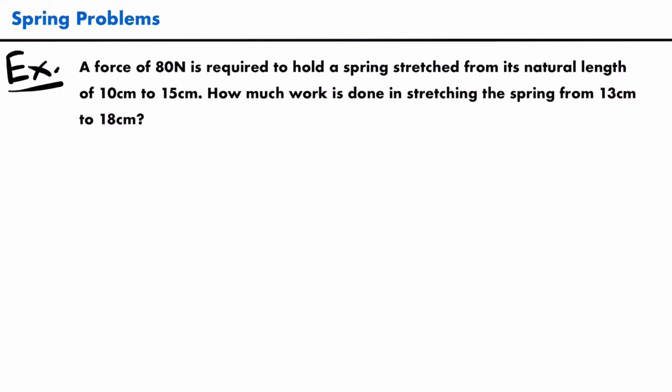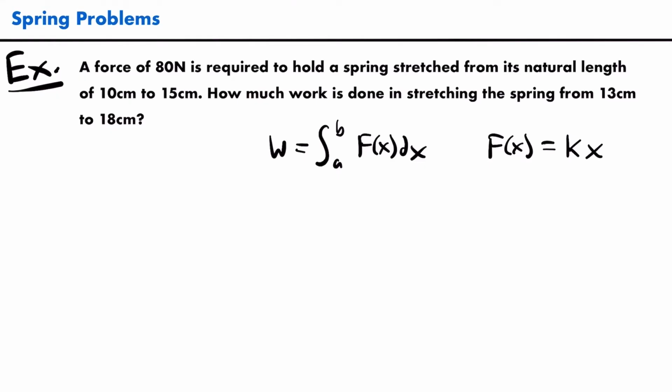And so in this case, in order to calculate the work done in stretching the spring from 13 centimeters to 18 centimeters, we first need to know our force function, which requires us to know the spring constant, right? So if we want to calculate the work, that's equal to the definite integral from a to b of F of x times dx, where capital F of x is equal to the spring constant times x. Now, in order to figure out what this will be equal to, or more specifically, what our spring constant is, we will need to use the information given to us in our problem.